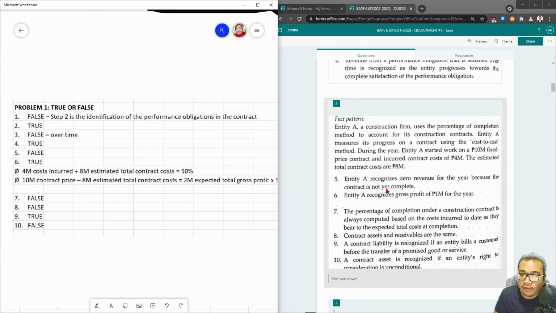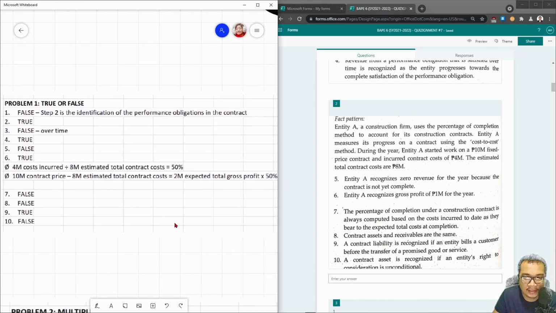Entity A recognizes zero revenue for the year because the contract is not yet complete. No, we're using cost-to-cost method. We will recognize, di ba? Probable naman yan dito, so we will recognize. So, ano mangyayari? 4 million divided by the estimated total contract cost of 8 million. Multiply mo yan. Yan yung percentage completion mo, 50%. Multiply mo yan sa contract price mo, 10 million. O you have a revenue, 5 million. Di ba? Ganun ka basic. So, false yan.